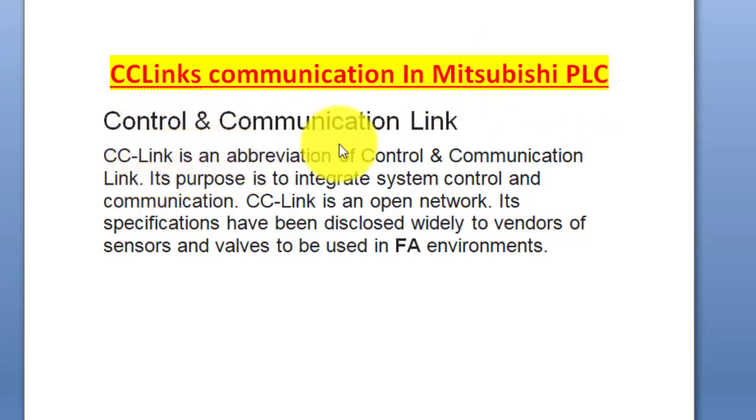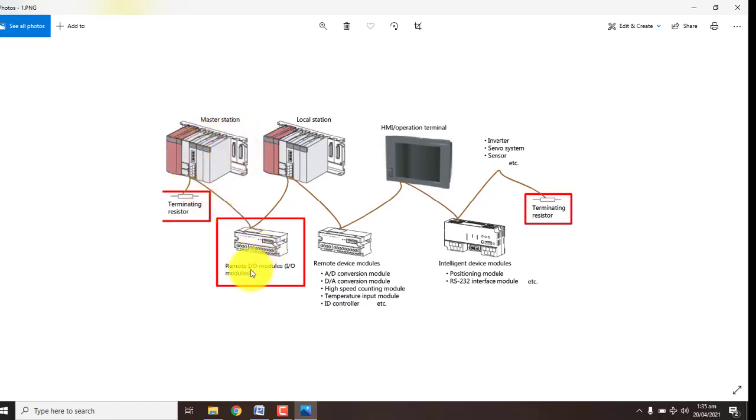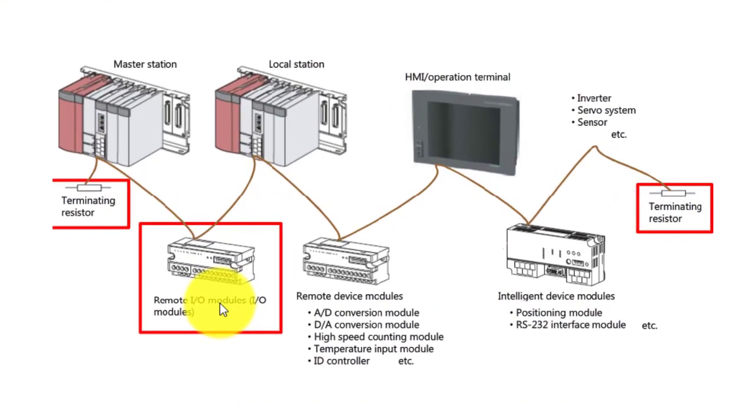CC Link is the abbreviation of Control and Communication Link. Let's come to the picture. You can see this is a master station, which is one PLC, and this has some remote IO modules attached. Like, we want to use 100, 200, 300 inputs at a distance from our PLC. So we can use a remote IO module, and we will attach this module by two wires or an Ethernet wire.